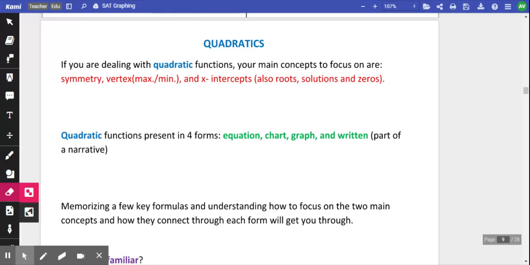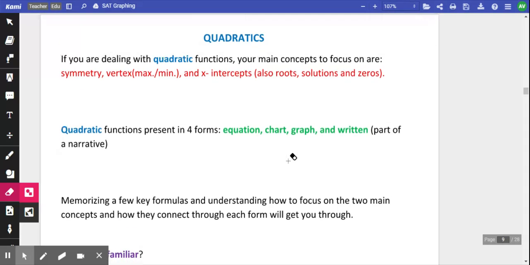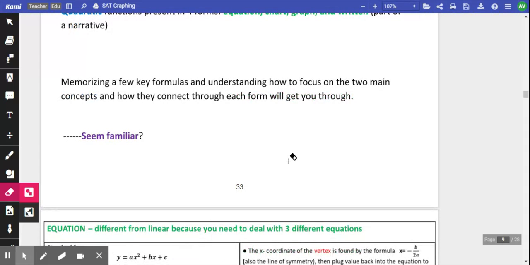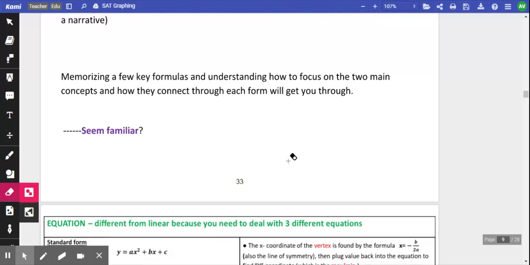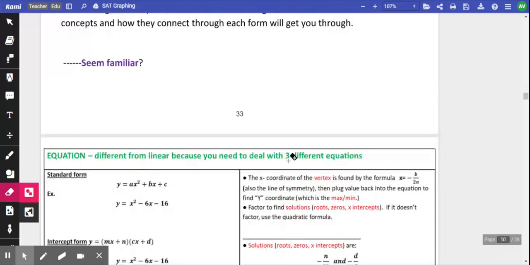A quadratic function can be present in 4 different forms: an equation, chart, graph, or written as part of a word problem. So we're going to memorize a few key formulas to understand how to focus on the 2 main concepts and see how they connect through each other through each form. Just like what we talked about when we went to linear equations.